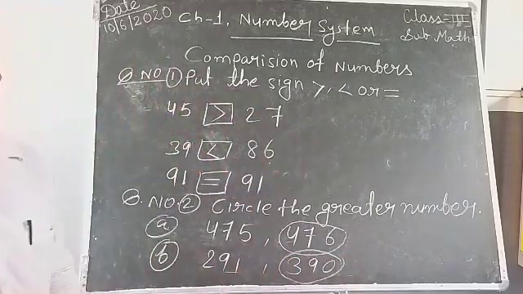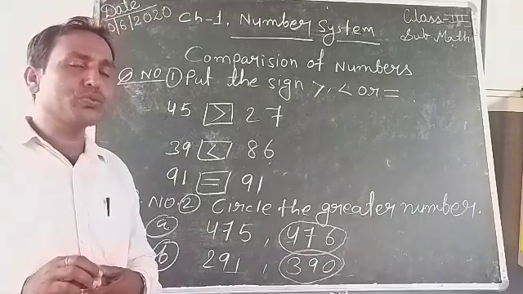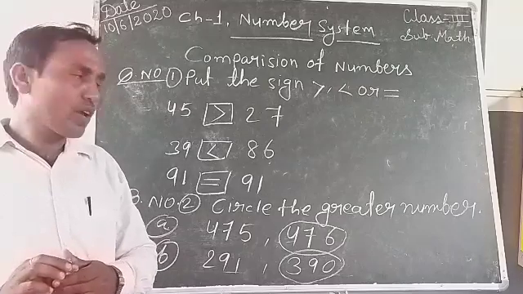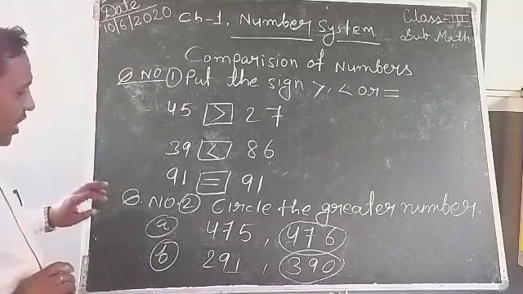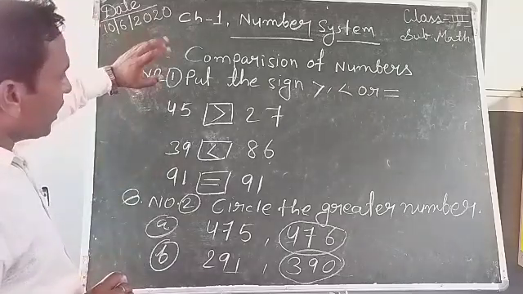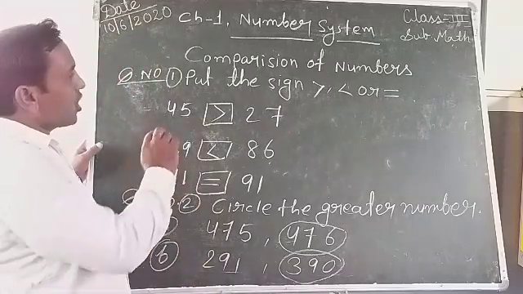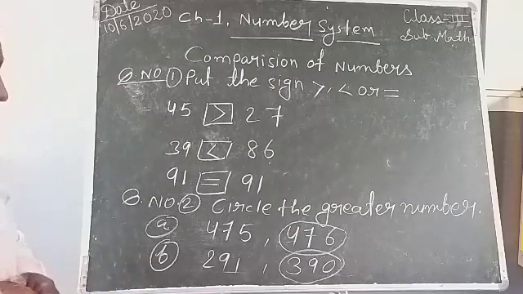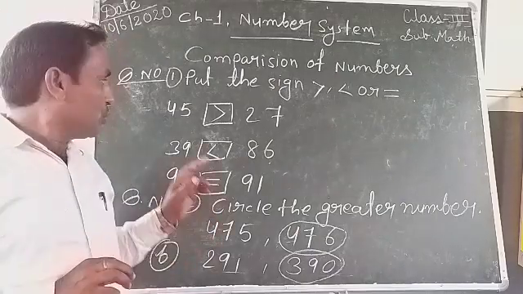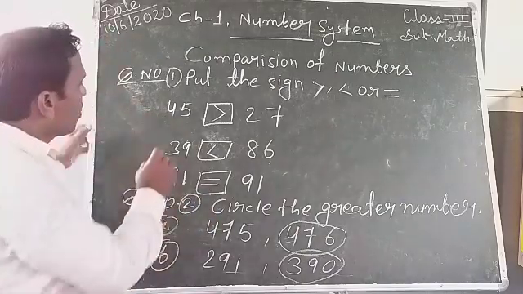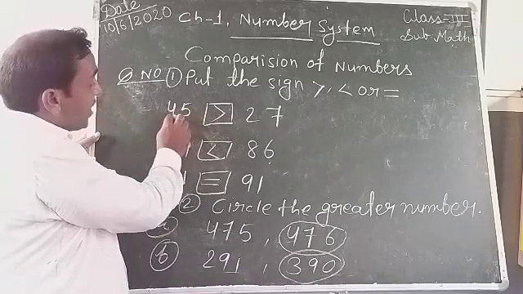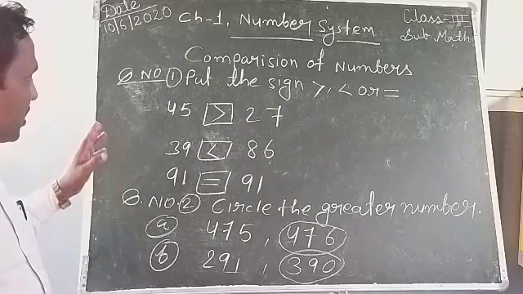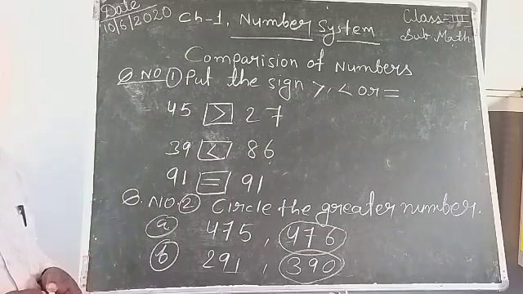I think everybody has understood which one is greater, which one is smaller, which one is equal. How do you identify? If you do not understand, then one more time I am telling you, for comparison of numbers, keep in your mind always: check the left side number to see which one is greater and which one is smaller. Thanks.